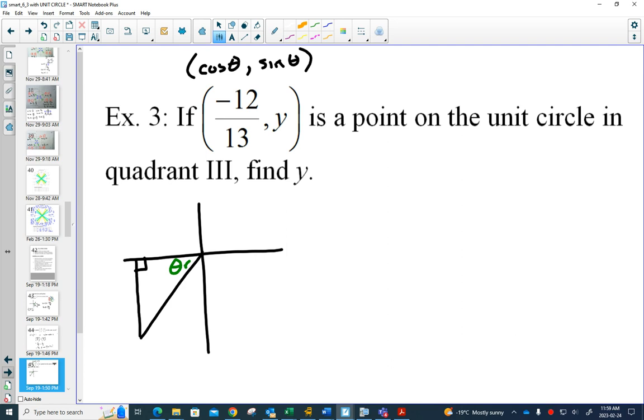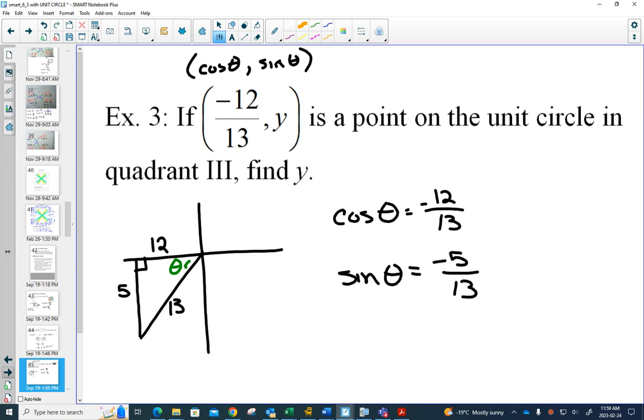So because we're told this is a point on the unit circle, we know that cos of theta is negative 12 over 13. And since cos is adjacent over hypotenuse, I know this length is 12, this length is 13. And then a squared plus b squared equals c squared. You'll find out this length is 5. And if I know that length is 5, I can tell that sine of theta will be negative 5 over 13. Again, I'm thinking about my sign rule as well. I'm in quadrant 3. Cos and sine have to be negative in quadrant 3.